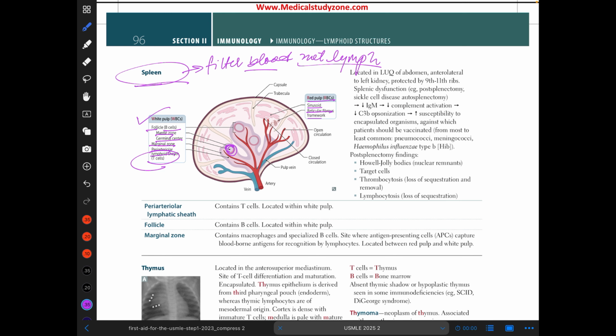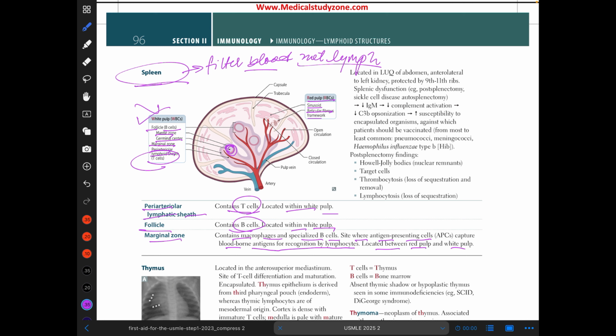And further, if we talk about the periarterial lymphatic sheath, that is part of the white pulp, it contains T cells and is located within the white pulp. The follicle contains B cells and is located in the white pulp. And the marginal zone, what is it doing? It contains macrophages and specialized B cells. It is the site where antigen presenting cells capture blood-borne antigen for recognition by the lymphocytes, and it is located between the red pulp and white pulp.